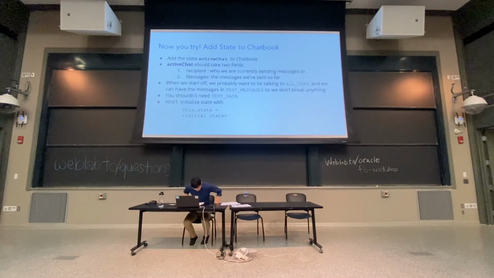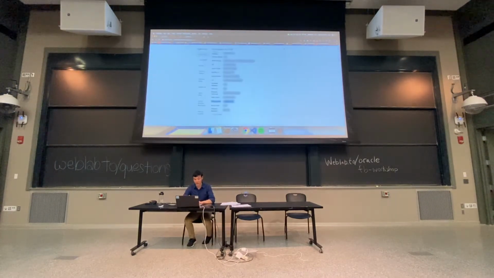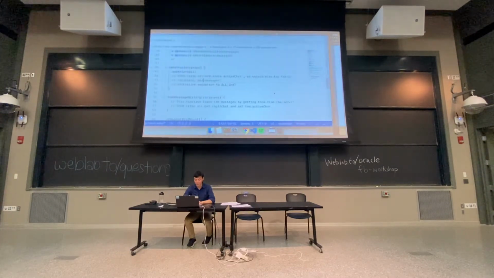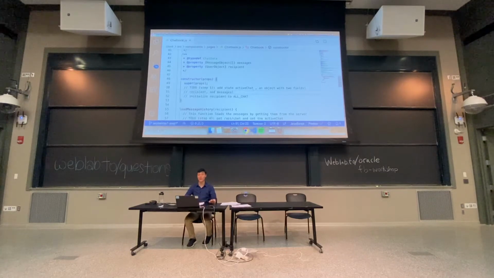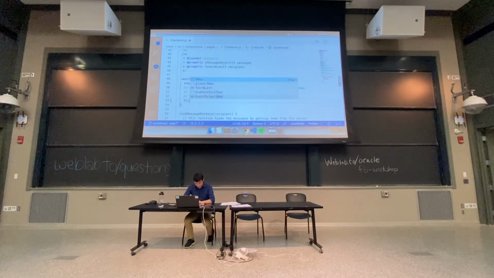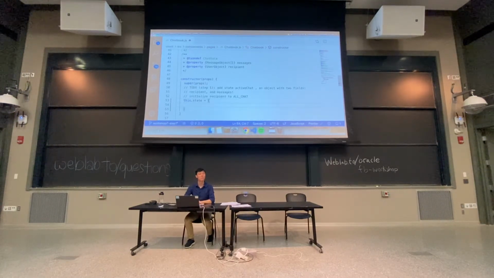All right. I will almost certainly mess this up. So we're gonna add some state. You guys ready? All right. So in here, we're gonna say this.state. This is how we initialize state, yeah? this.state equals, we're gonna make a new object. What's in that object? Well, it's called activeChat, right? So this is initializing a state called activeChat.